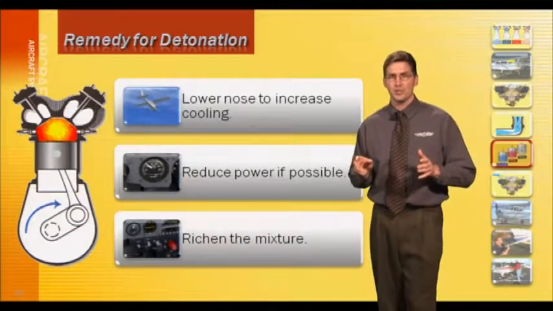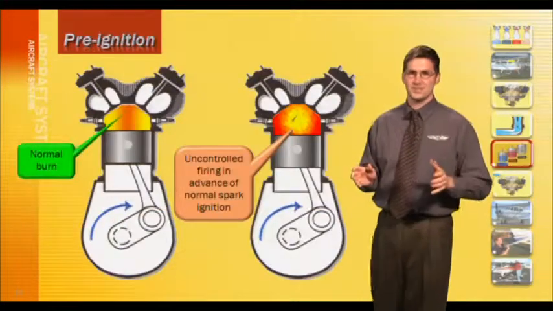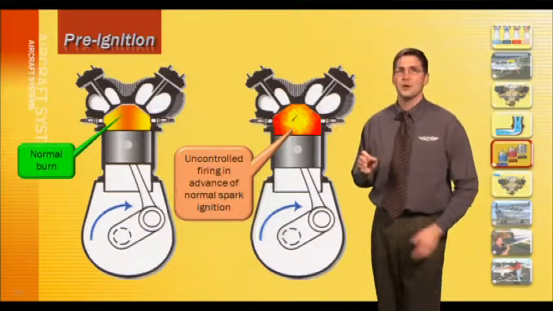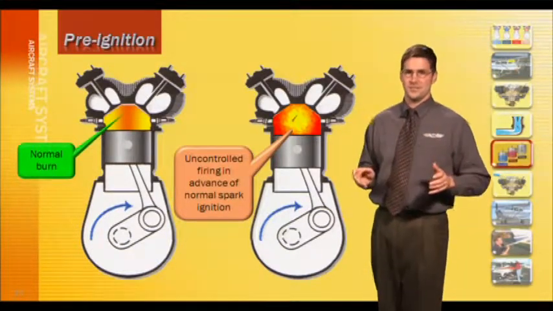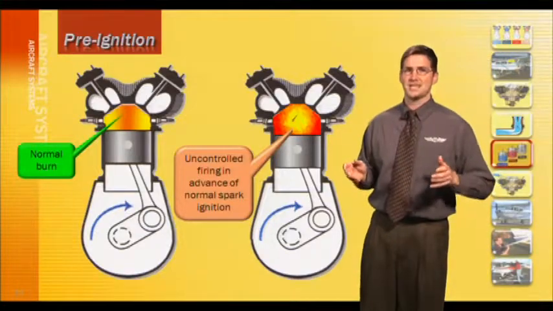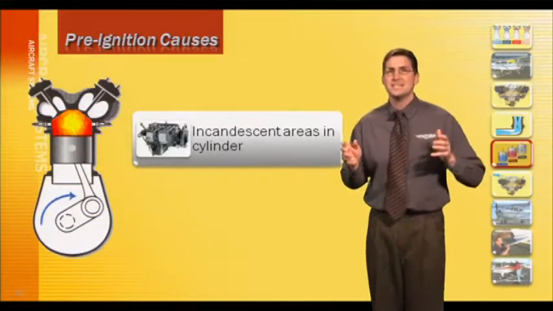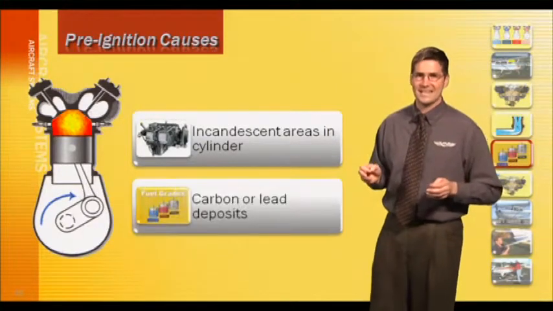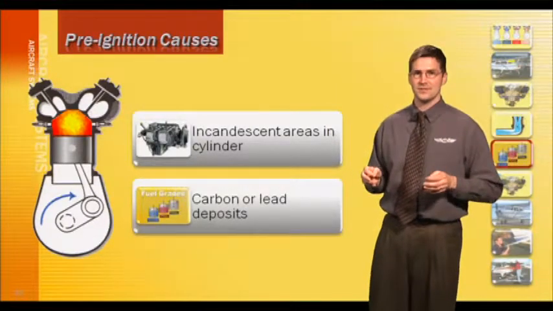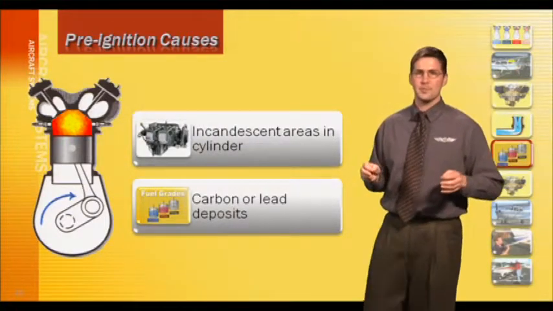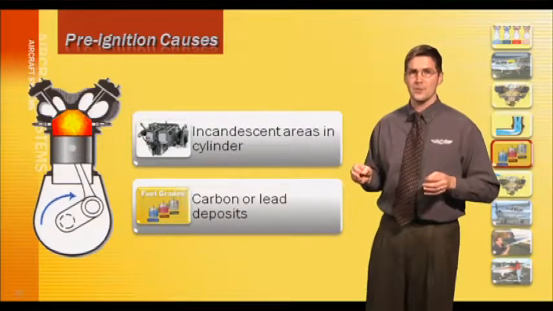Another engine combustion problem is pre-ignition. Pre-ignition is the uncontrolled firing of the mixture prior to normal spark ignition. Pre-ignition is caused by incandescent or glowing areas within the cylinder. These incandescent areas serve as an igniter prior to normal ignition. This incandescent area can be caused by a carbon or lead deposit heated to a red-hot glow.